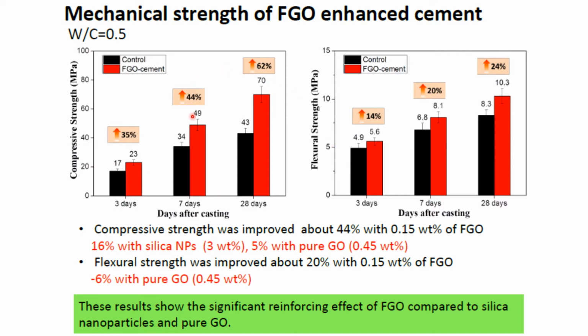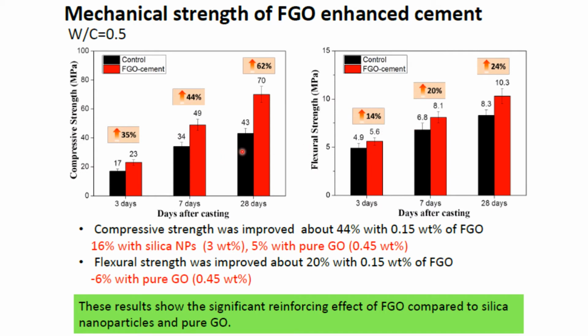So there is clear-cut evidence. They measured the mechanical strength. One is compressive strength in megapascal units. One is flexural strength. And all the black bars in both the graphs are the control sample, like the sample without FGO, only cement. And the red one is the composite sample with 0.15 weight percent of FGO in cement.